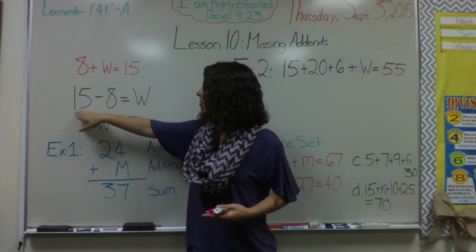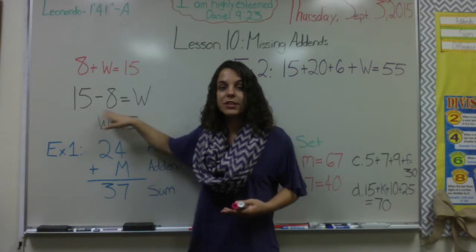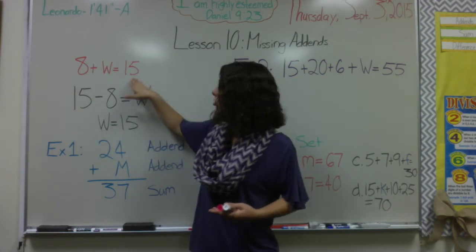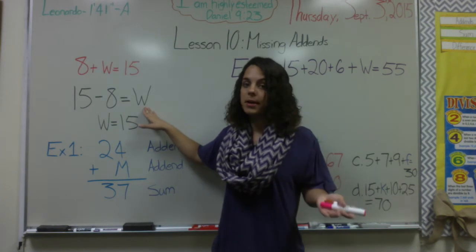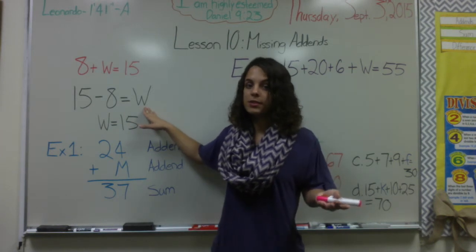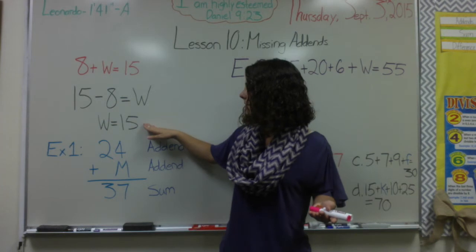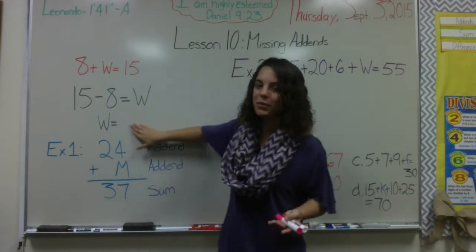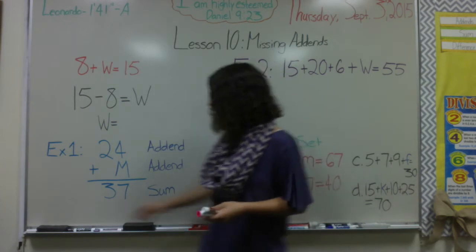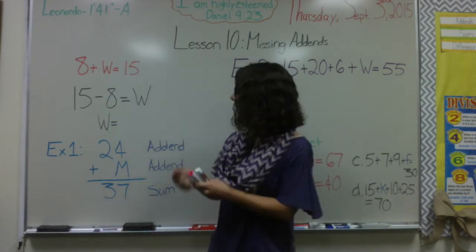So when I switch it around, I can do 15 minus 8, which are the 2 numbers that I do know, equals W. That way it becomes a simple subtraction problem to solve for what W is. And W is equal to 7.